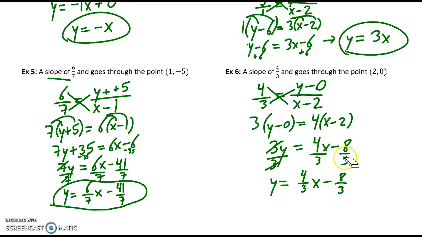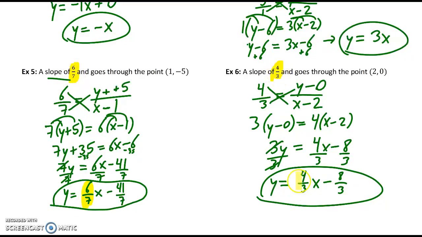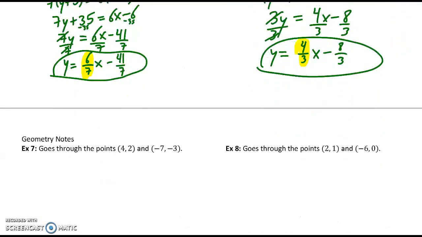And again, we deal with nice fractions at the end. 8 over 3 doesn't reduce. Okay. By the way, you'll notice the number in front of the x in each of these is the same as the slope, right? So that's a good way to check your answer, at least partially. The only thing that could be wrong is the intercept if you accidentally distributed wrong.